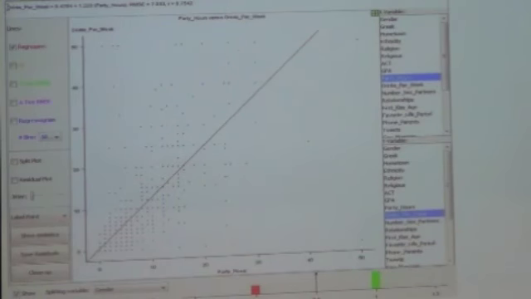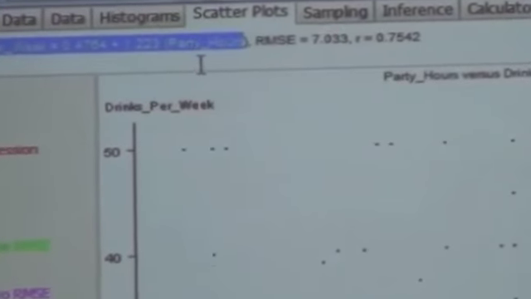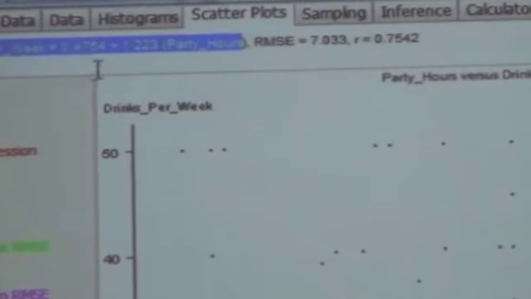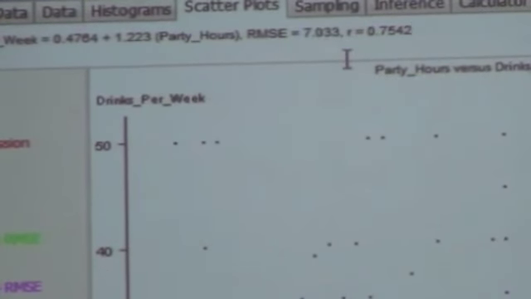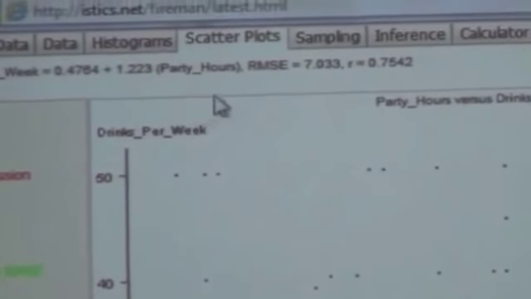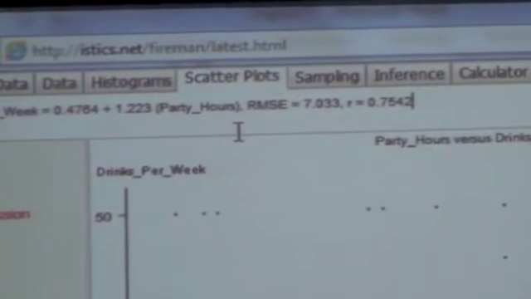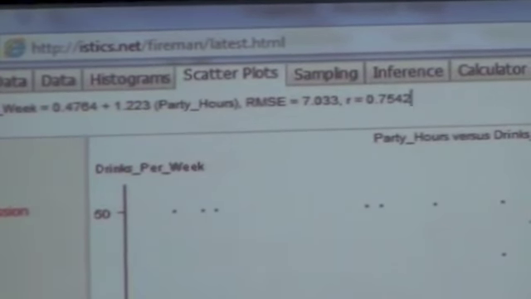And look at this regression equation. I don't know if you can see it, but it says that the number of drinks per week equals 1.223 party hours plus 4.764. So we did some rounding there, and the root mean square error is 0.7. And if you go the other way and flip it, let's see, we get drinks per week and party hours. Interesting. It's a different equation.